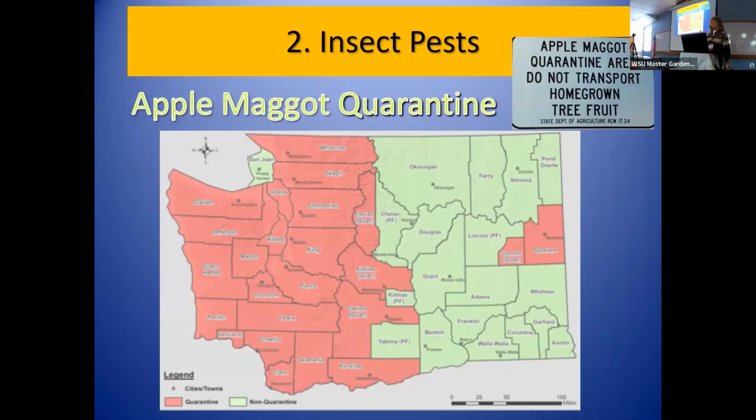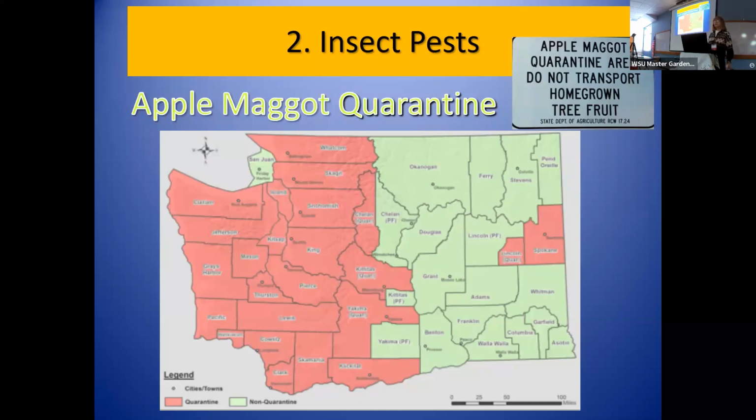Now, this is a state-regulated pest. So this is a map of Washington, and you see the red area here, Western Washington. It is infected with apple maggot. The green area is apple maggot free. So that includes eastern and central Washington for the most part.